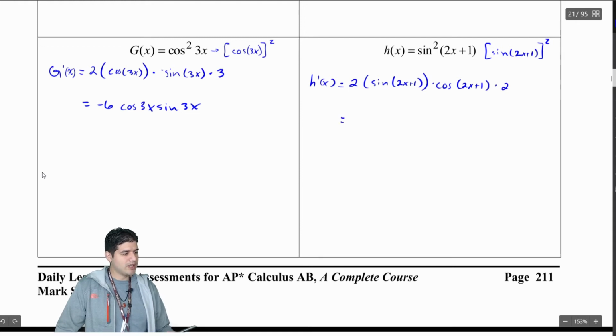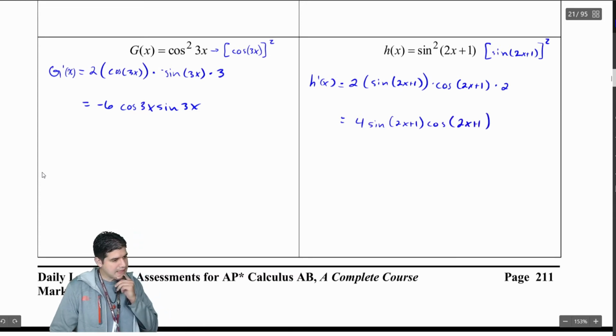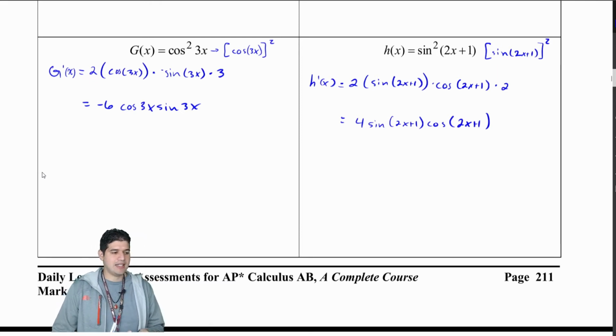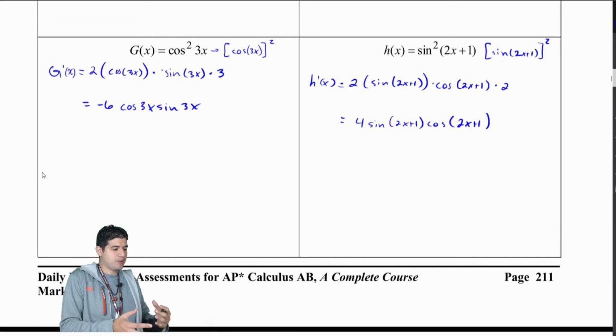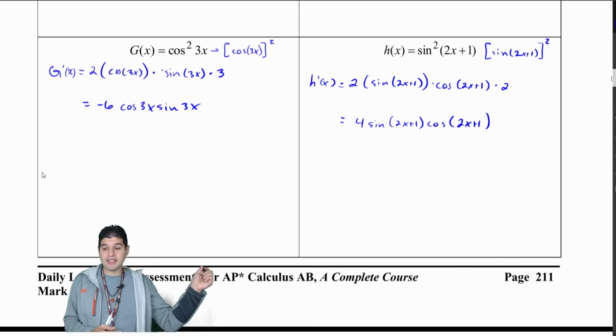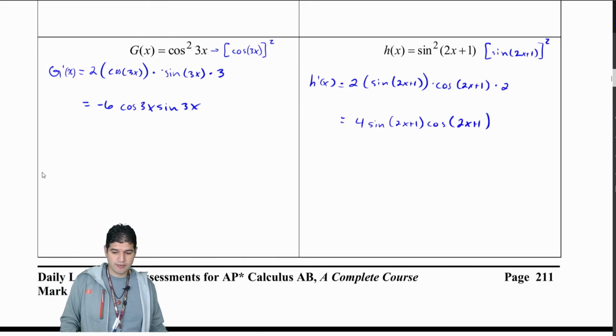Okay? And now we're going to put everything together. So I'm going to get 4 sine of 2x plus 1 cosine of 2x plus 1. All right, I don't think there's any identity that goes with that. So I'm pretty sure that this is going to be the final part of this problem. That's just going to be a quick derivative.